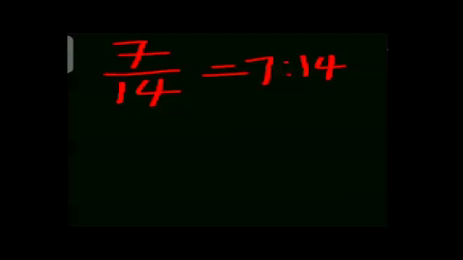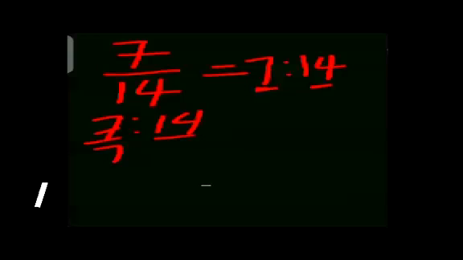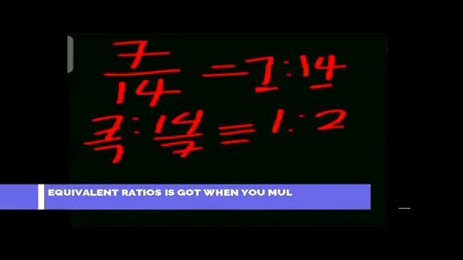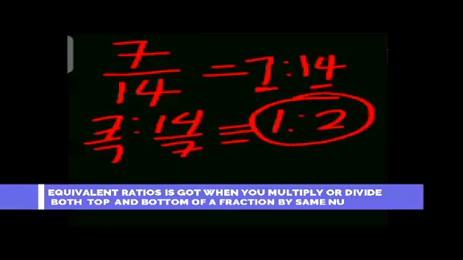Look at this ratio now. If I divide 7 ratio 14, this one by 7 and this one by 7, I'll have a ratio equivalent to 1 to 2. I can now say 1 ratio 2 is an equivalent fraction to 7 ratio 14. They are equivalent. So an equivalent fraction is gotten when you multiply or divide both the top and the bottom of a fraction by the same number.